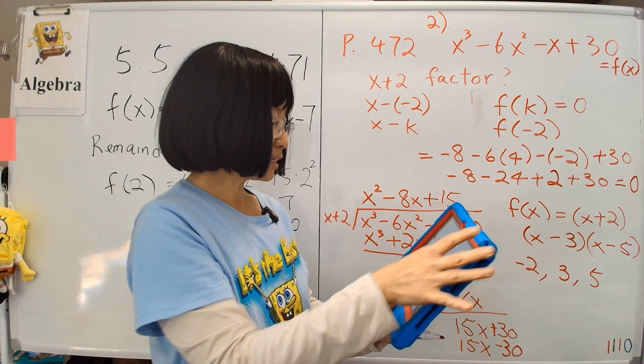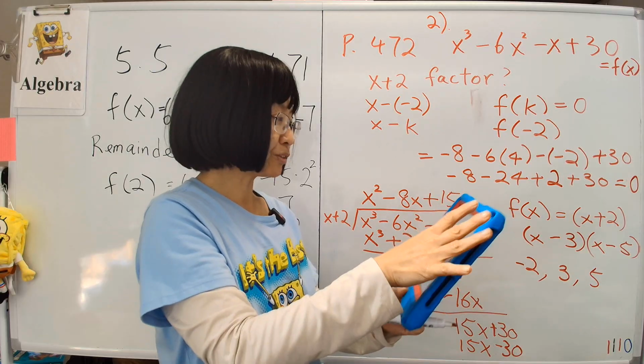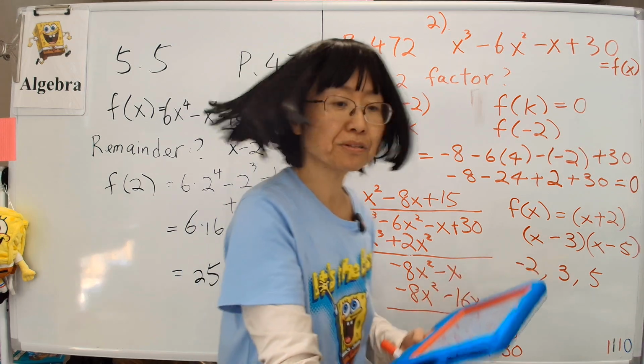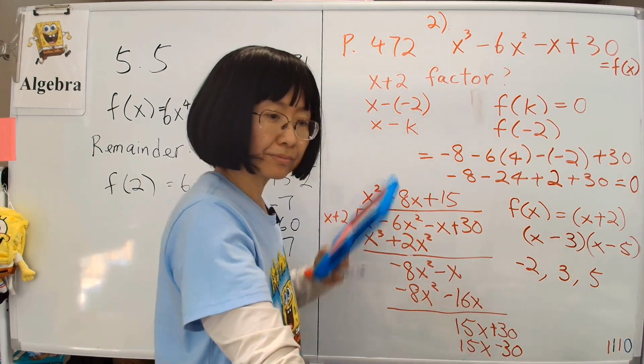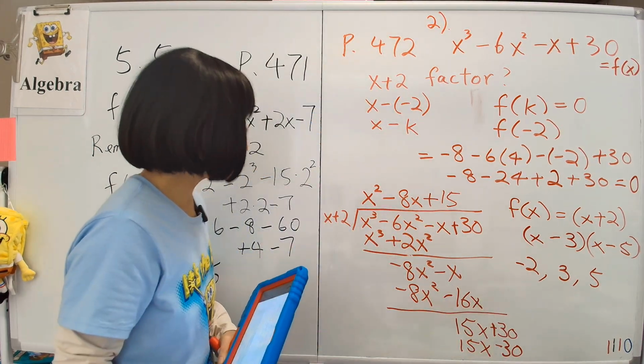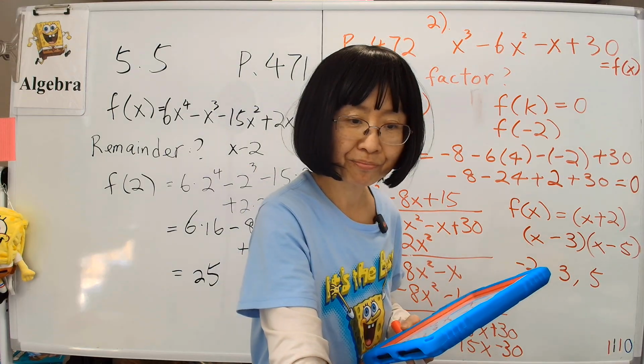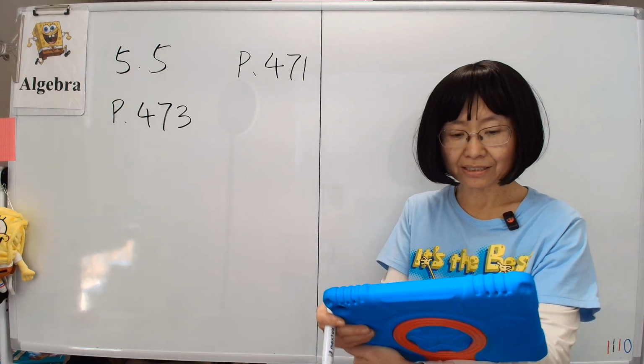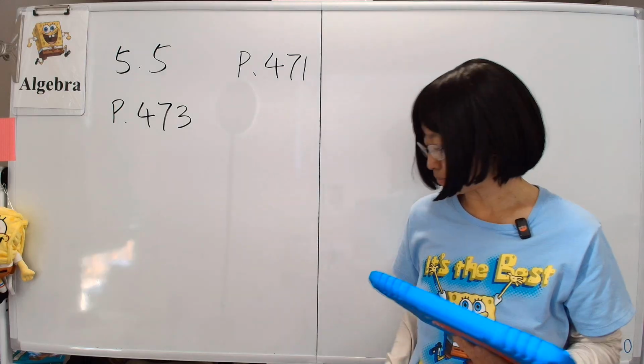And so we're done with example 2. So let's move on to example 3. And let me erase the board. Let's see, let me move over so you can see it, and then I'll erase it. So next, let's go to page 473 and consider the rational zero theorem at the bottom of the page.